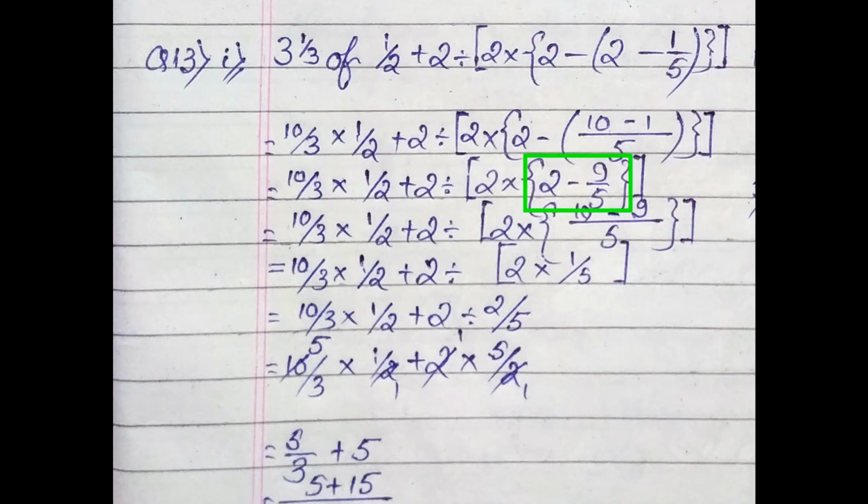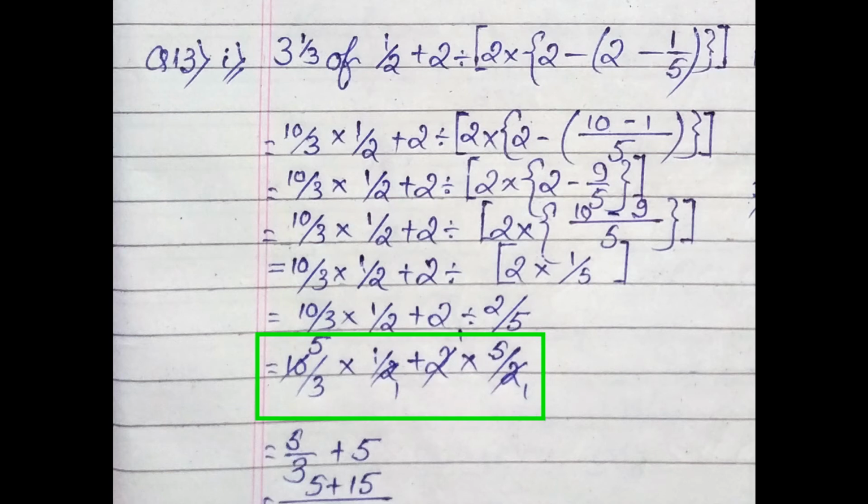Then in the next step I have removed the first bracket and the portion becomes 2 minus 9/5. Once again I have performed another subtraction where the LCM is 5. Then our result becomes 1/5, and at this position I have removed the second bracket. After that we have removed the third bracket as we did earlier. The reciprocal of 2/5 is 5/2. The 2 and 2 cancel, and our result becomes 1.